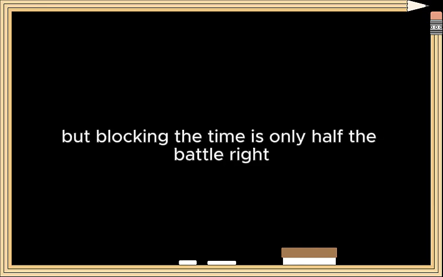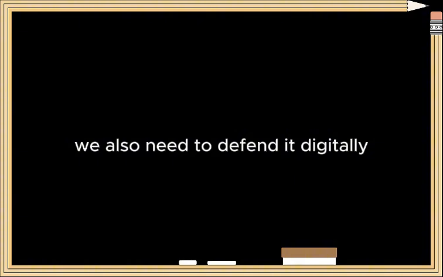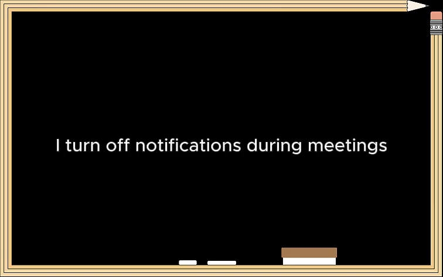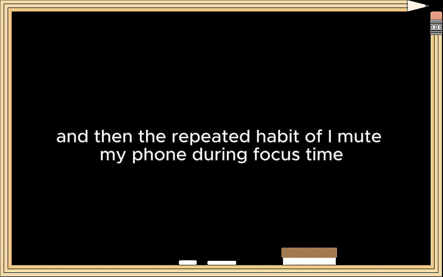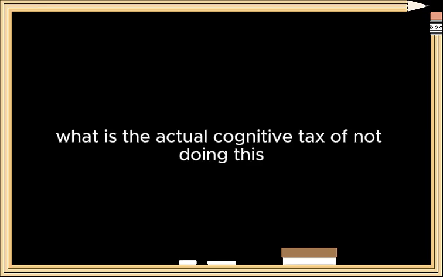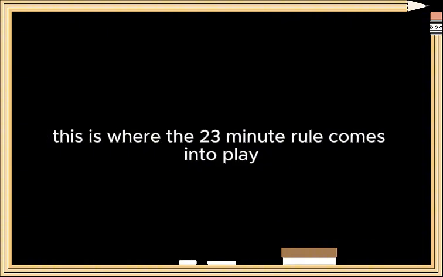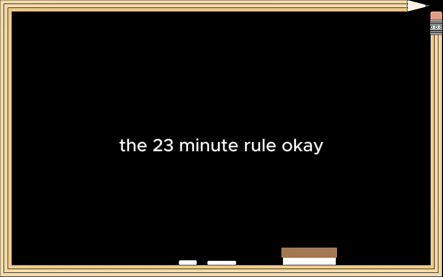But blocking the time is only half the battle, right? We also need to defend it digitally. The blueprint includes 2 specific digital defense strategies. I turn off notifications during meetings, and then the repeated habit of I mute my phone during focus time. What is the actual cognitive tax of not doing this? The tax is enormous, and it's surprisingly easy to calculate. This is where the 23-minute rule comes into play. The 23-minute rule. Okay, what's that?